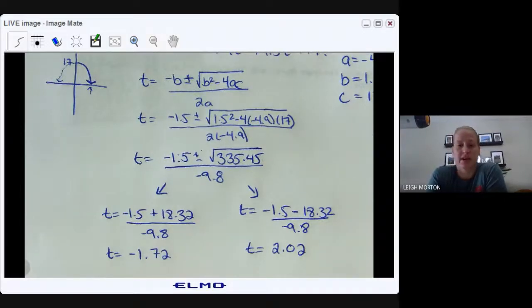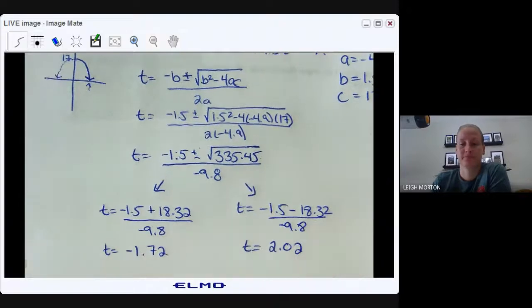Which one is correct? And why? 2.02, good. We can rule out negative 1.72. How come? Okay, so here, I see what you're saying. It can't be negative. I need you to be a teeny bit more specific. Why can't we have a negative answer in this specific situation?